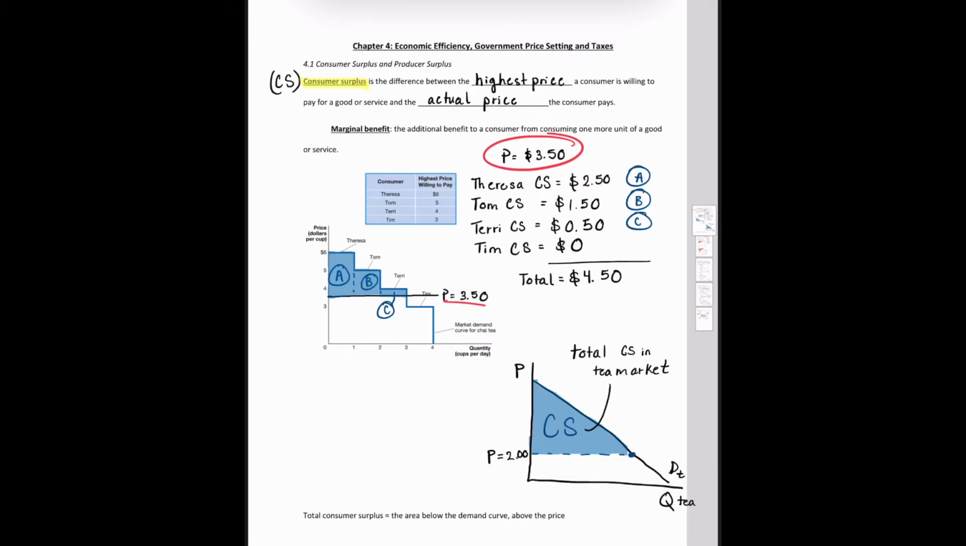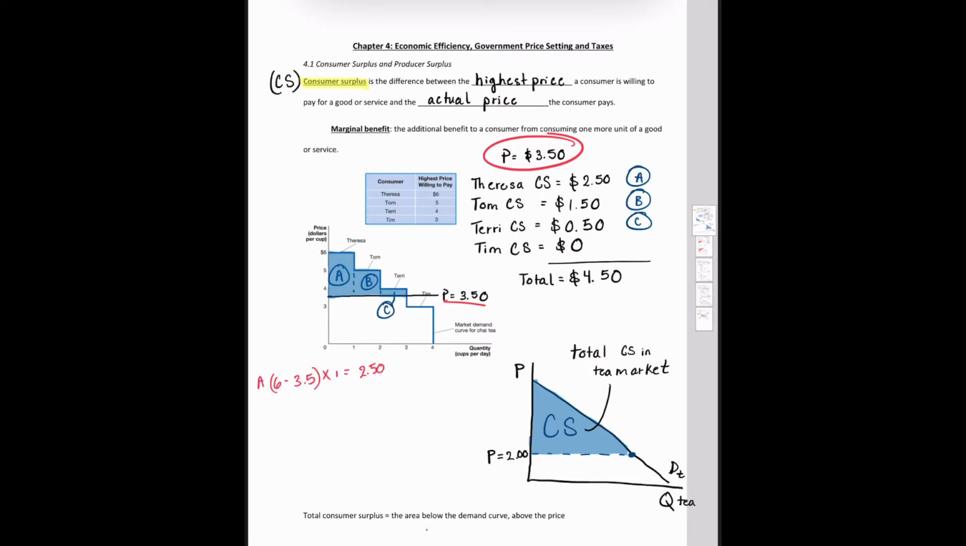Those areas represent the net benefit, or consumer surplus, each person is receiving in the market. Another way to think about this is, what is the difference between what they are willing to pay and what they actually pay, multiplied by how many cups they are purchasing? So in this case, in order to get Teresa's consumer surplus, we would take 6 minus 3.50 times 1 cup of tea, which equals $2.50, which I went ahead and wrote up here. So that's for area A.